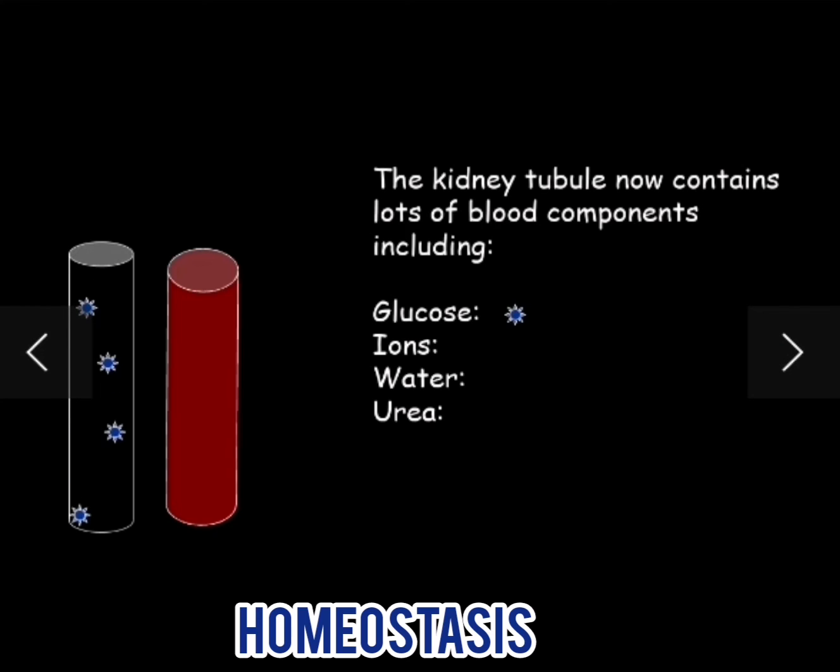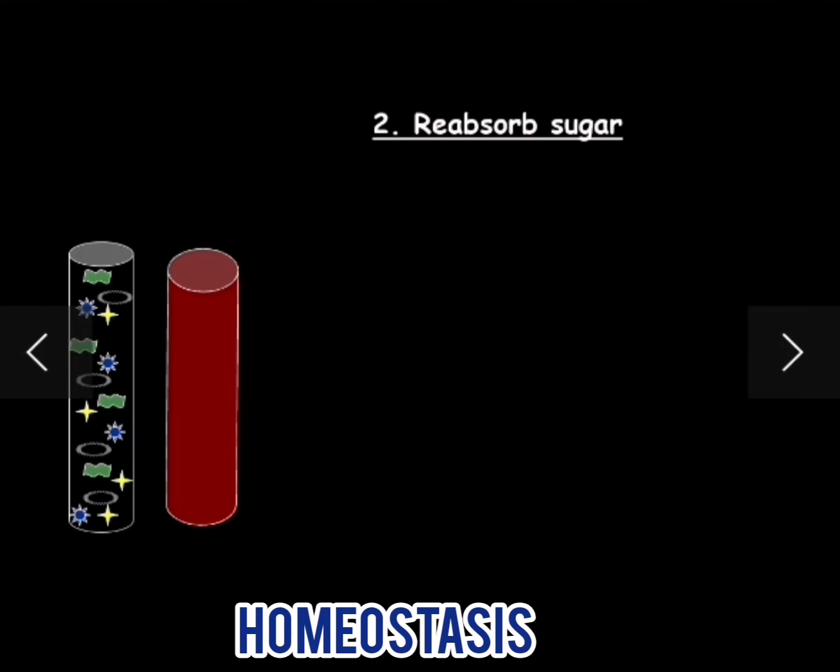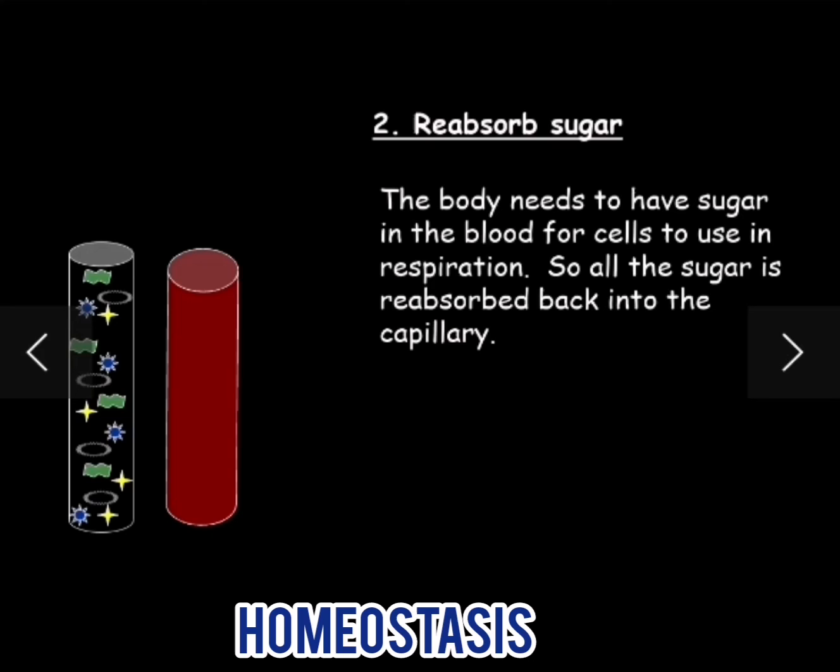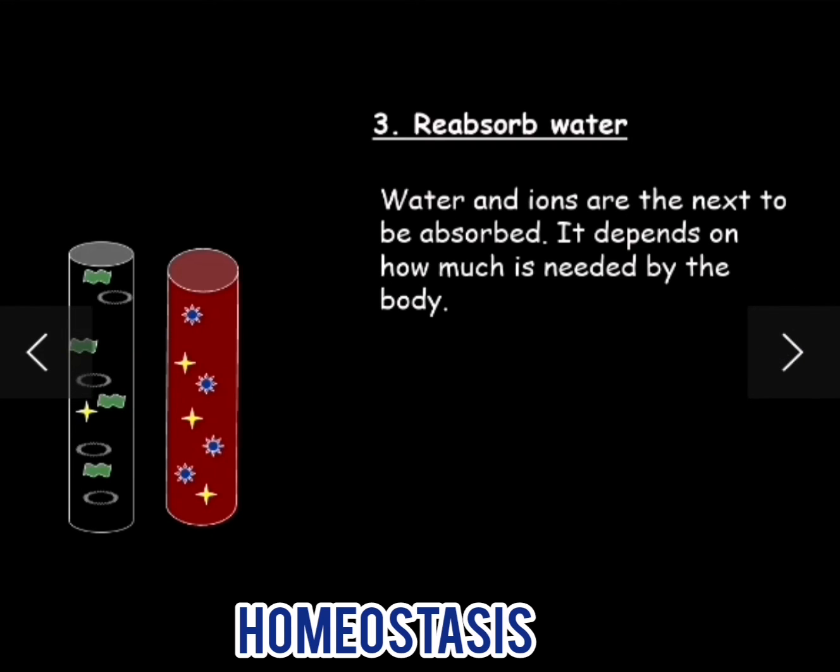The kidney tubule now contains a lot of blood components including glucose, ions, water, and urea. So the kidney filters the water and urea. Then it reabsorbs sugar, as the body needs to have sugar in the blood for cells to use in respiration. So all the sugar is reabsorbed back into the capillary. Reabsorb water. Water and ions are the next to be absorbed. It depends on how much is needed by the body.